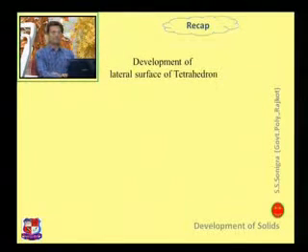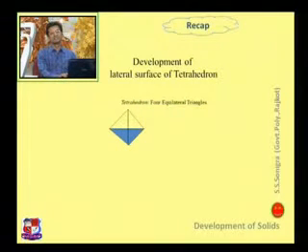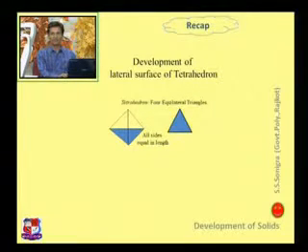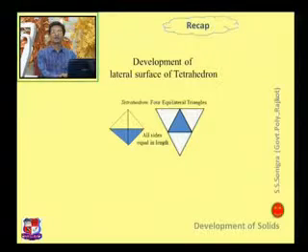Then development of lateral surface of tetrahedron. We know tetra means 4. Tetrahedron means 4 equilateral triangles are joined like this. All faces are triangle and 4 faces are there. If we develop its lateral surface, it would appear like this: one triangle, second, third and fourth. 4 triangles would appear. All triangles are equal in length. That is the development of tetrahedron periphery or outer surface.